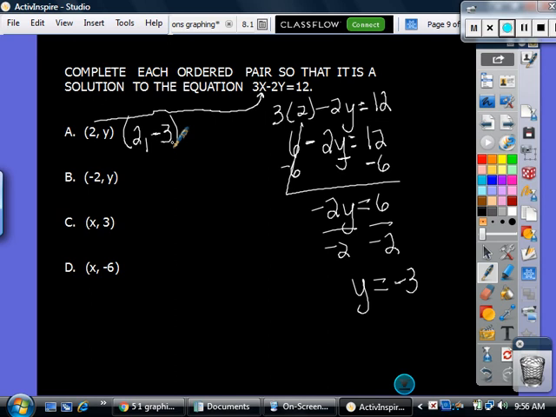What does that mean? Not only is that a solution to this equation, but if we graph this line, this linear equation, graph this line, the point 2, -3 would be on it. Okay? All right, let's do the next one.